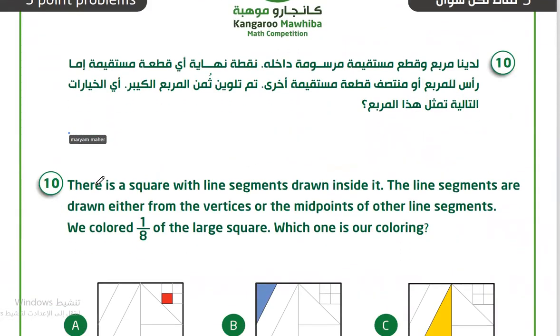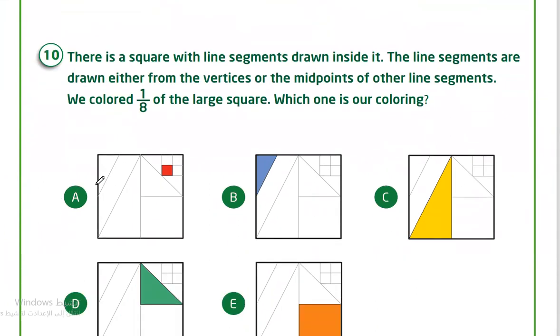Right. Now, there's the last question for this video. Read number 10 and explain how to find the answer. In number 10, it says there is a square with line segments drawn inside. I can't hear you, Mariam. Can you hear me now? Yes. So it says there is a square with line segments drawn inside it. The line segments are drawn either from the vertex or the midpoints of other line segments. We colored 1/8 of the large square. Which one is our coloring?